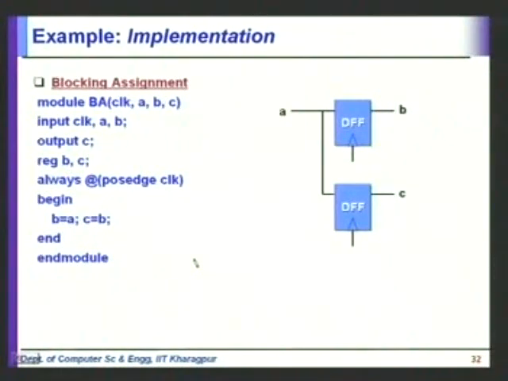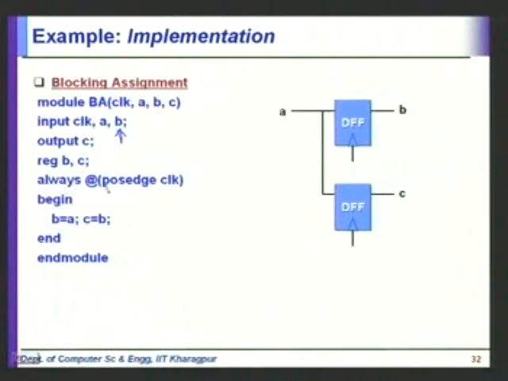So let us look at an implementation where we are using blocking assignment statements. So let us see the corresponding implementation. Here we have this module BA. We have the inputs as clock, A, B, output is C, and we are using B and C also as registers. Now there is a mistake here. This B should be an output. Okay, this B here should be an output.